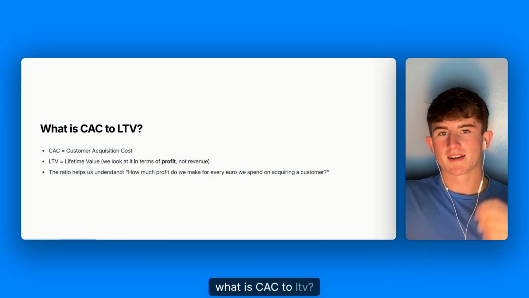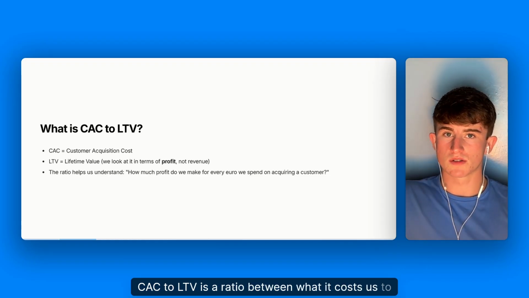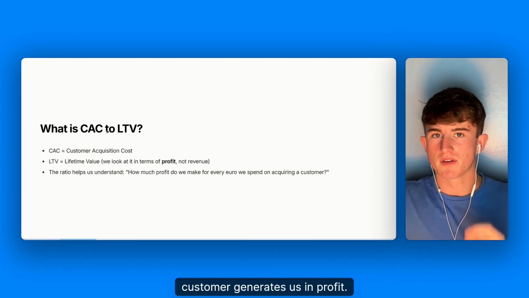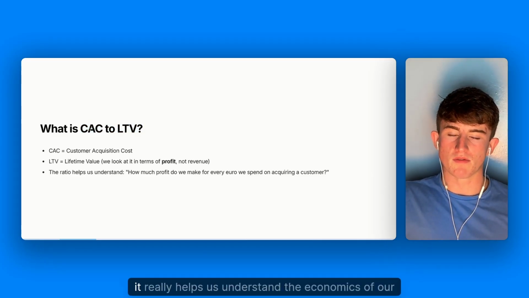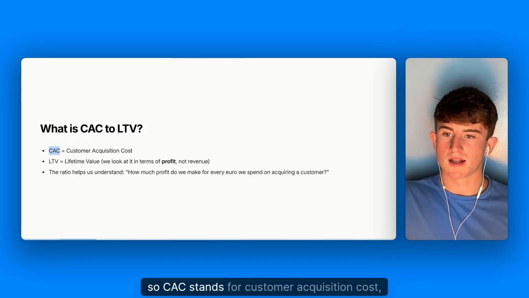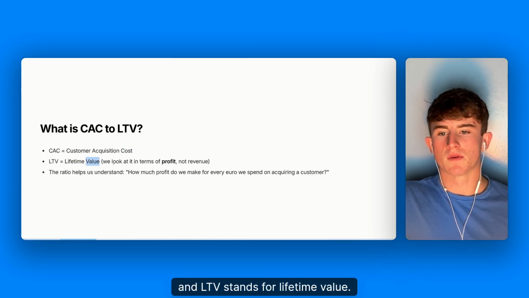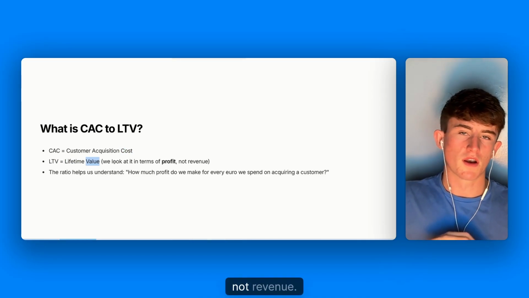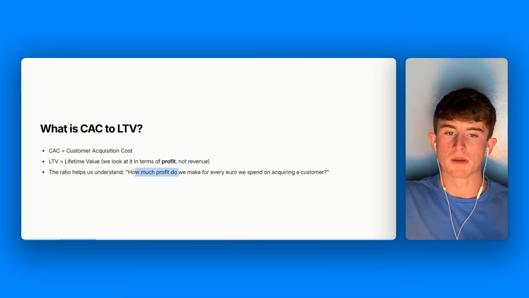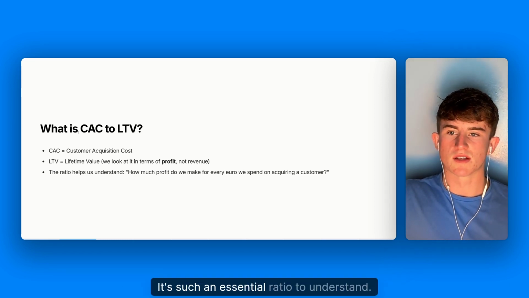Firstly, what is CAC to LTV? CAC to LTV is a ratio between what it costs us to acquire a customer and the lifetime value this customer generates us in profit. This number really helps us understand the economics of our marketing. CAC stands for customer acquisition cost and LTV stands for lifetime value. We look at this in terms of profit, not revenue. Again, this ratio helps us understand how much profit we make for every euro we spend when acquiring a customer. It's such an essential ratio to understand.